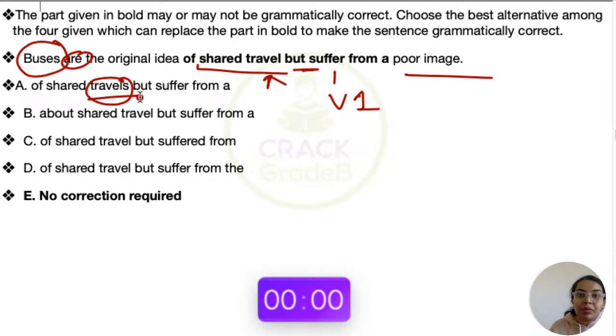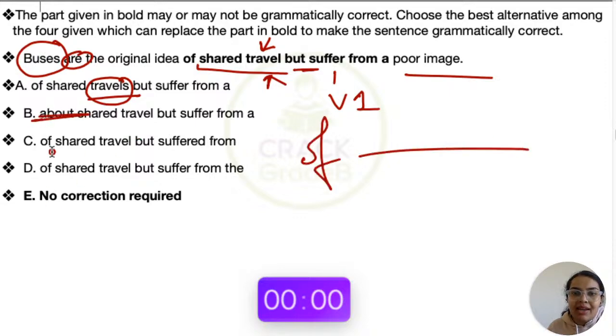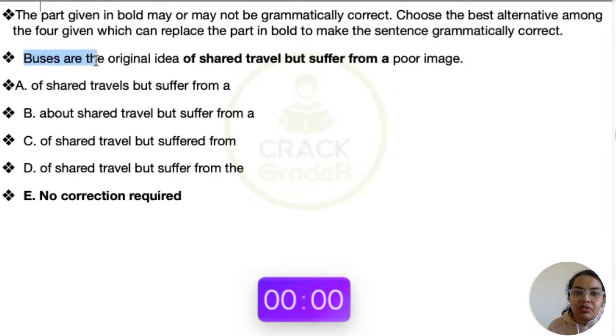Travels is an acceptable word as a noun क्योंकि when you're talking about multiple trips आप travels कई बार बोलते हो, but at least not in this case. We want to use travel as a noun here, and here it has to just be travel. Now idea about नहीं, idea of something होता है, so about नहीं आएगा. Idea of shared travel but suffered from. Suffered सही होता if the first half would have been in the past tense. They still suffer. First half, when we are using main subject and verb, is in present. So why unnecessarily change my verb after but?